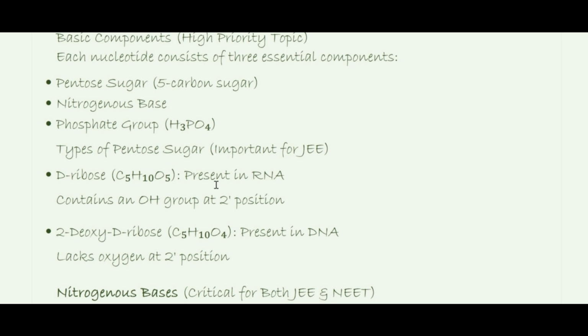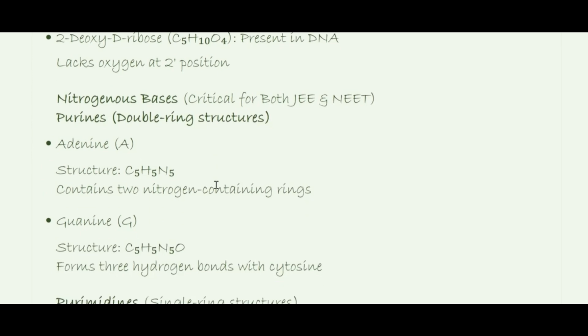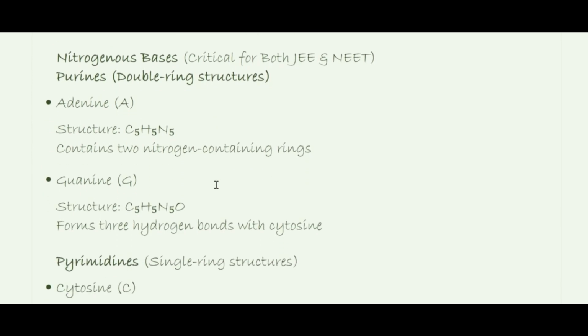Okay, so first let's talk about purine bases. Purine bases are double ring structures. It has adenine and guanine. Adenine and guanine. Adenine contains 2 nitrogen rings and guanine contains 3 hydrogen bonds with cytosine.